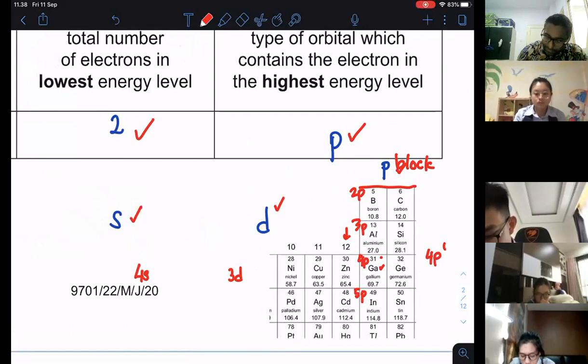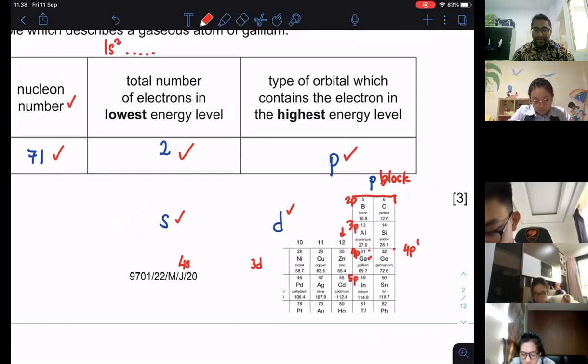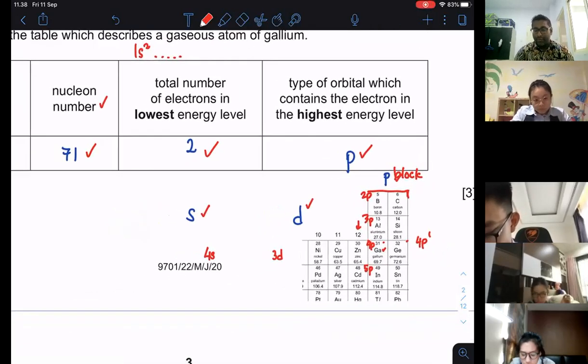How about germanium then? Germanium ends with 4p2, and for the rest, I just took up to here only. Do remember how to refer to your periodic table for this: lowest energy, highest energy level. Do remember that when you want to remove the electrons, you remove from the lowest energy level.